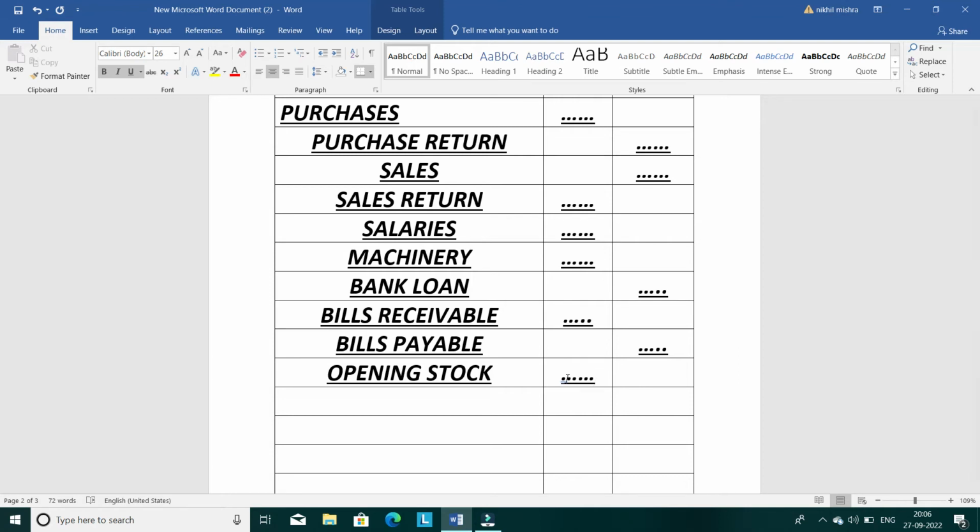Next, suppose bad debts. Bad debt is a kind of loss. You have given money to someone but you have not got it back. So bad debt is a kind of expense, and all expenses we write on the debit side. So bad debt will also come on the debit side.